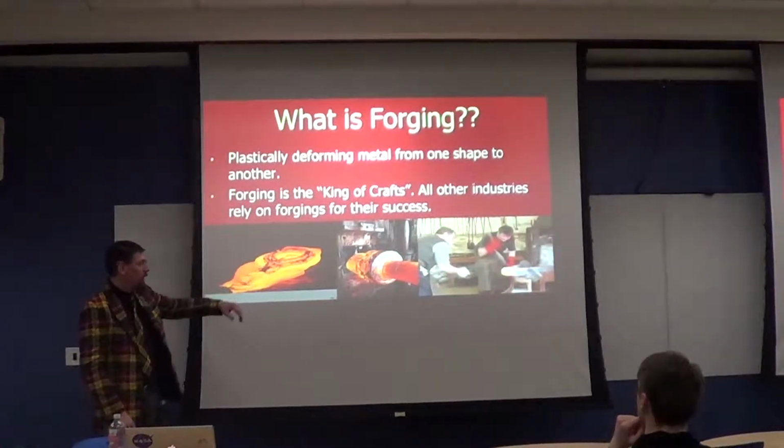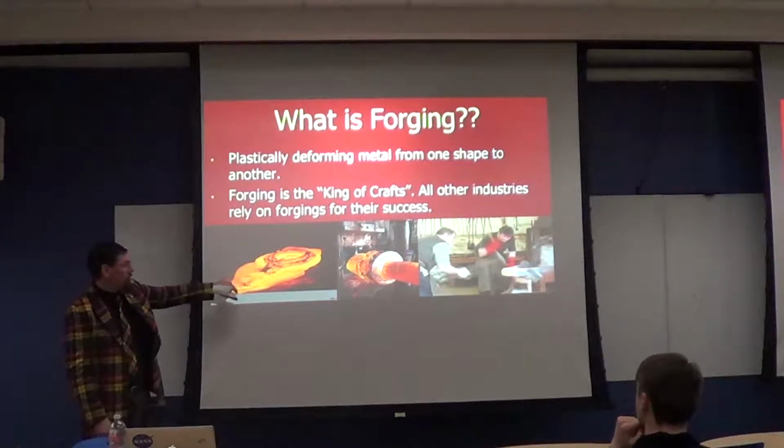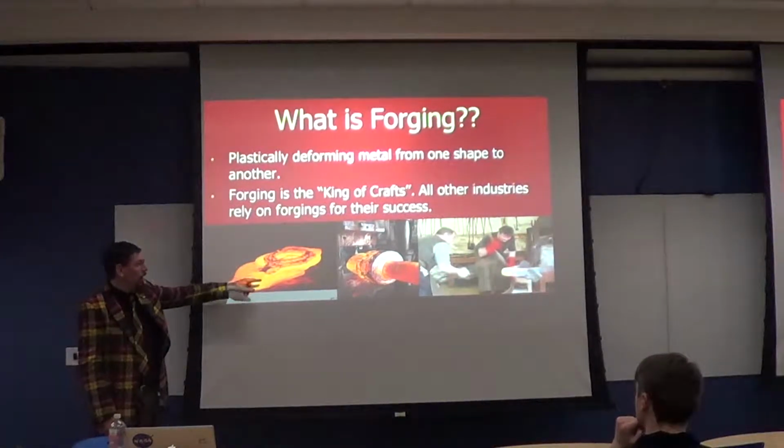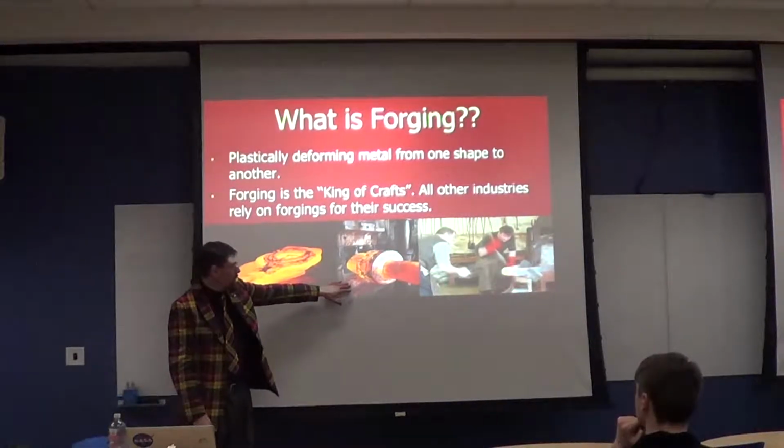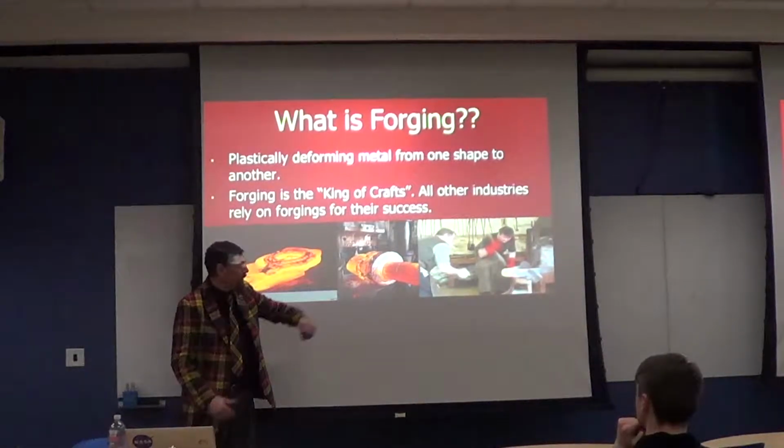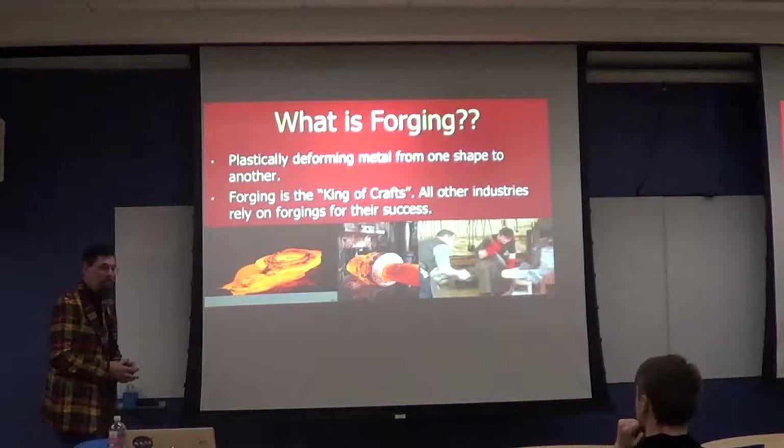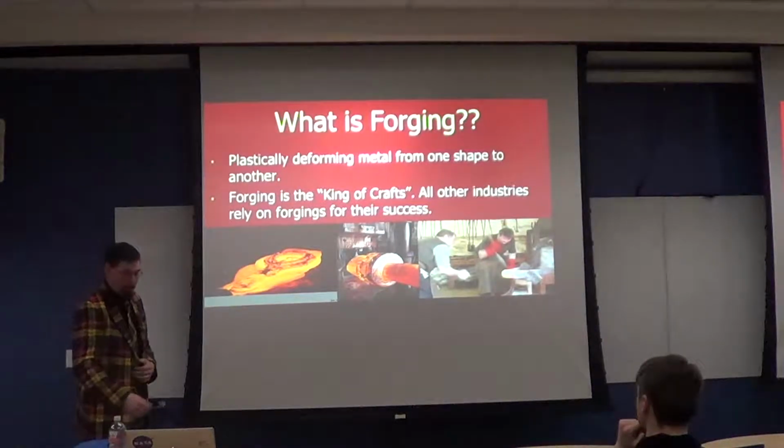Some things that I've got in the illustration here. This is a closed die forging. This is a connecting rod for an engine. This would be a large shaft or spindle forging. And then over here we've got some fellows that are doing a hand forging demonstration of making an anchor.